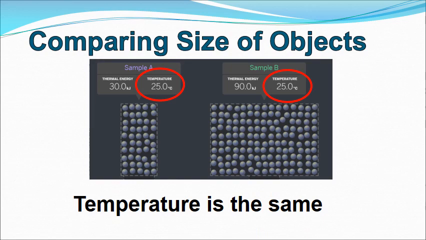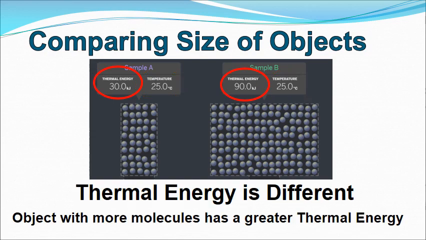When we look at those two samples or objects, the samples are currently at the same temperature. So even though sample B is much bigger than sample A, they're at the same temperature. But when we look at the thermal energy in those samples, the thermal energy in sample A is much lower than the thermal energy in sample B. Sample B has a higher thermal energy because it has more molecules. So even though these samples are at the same temperature, sample B has a higher thermal energy.